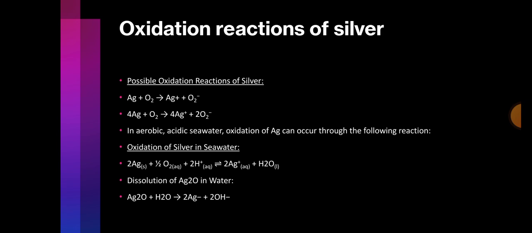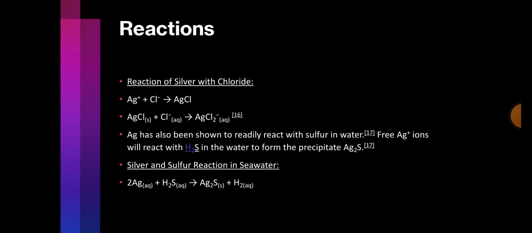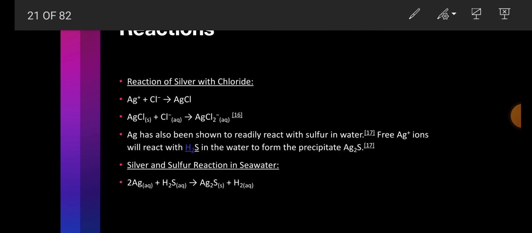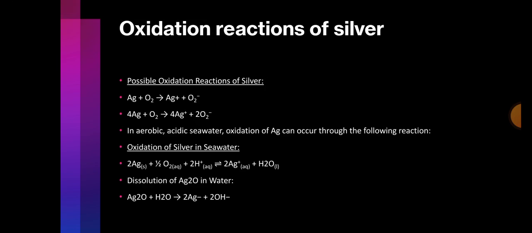Silver plus oxygen will give us silver ion plus oxygen 2 negative. 4 sulfide ions, by reaction with water, will give us 4 silver ions plus 2 oxygen ions. In aerobic acidic seawater, oxidation of silver can occur through the following reactions. Oxidation of silver in seawater. 2 silver ions plus half mole of oxygen plus 2 hydrogen ions will give us 2 silver ions plus water.